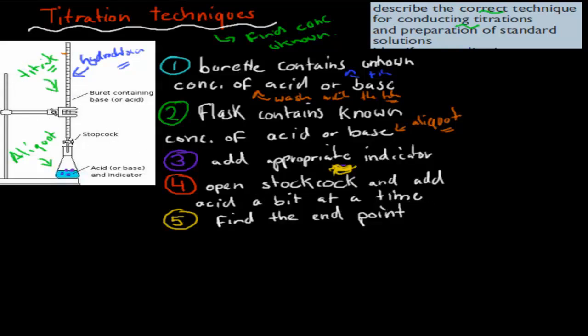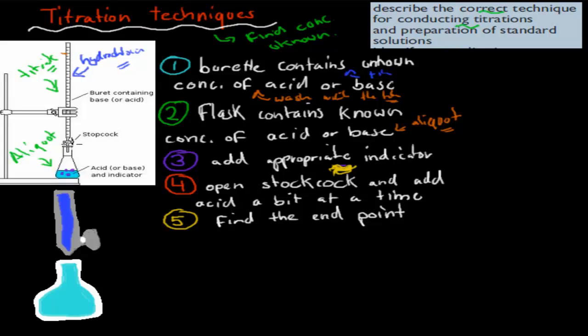Now that we've done that, we have our acid as our titrant, and we have our base as our aliquot. What we do next is open the stopcock, which is the thing that we can screw open and closed, and we add the acid a bit at a time. So our titrant will go into the flask bit by bit. The point of that is we're trying to neutralize. We're trying to get to the point where the color changes, which means that neutralization has happened to the fullest degree, and the acid and base have completely neutralized.